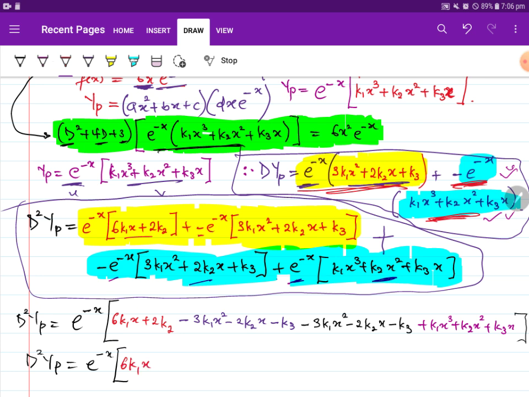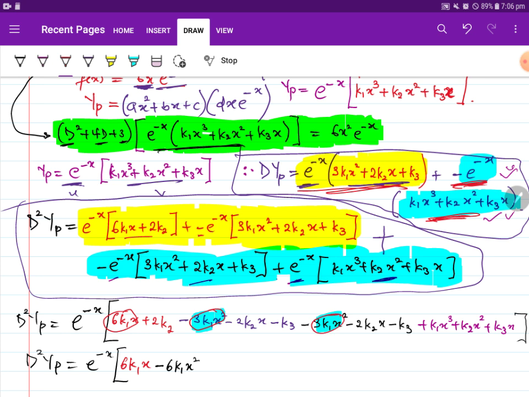Now let's go with k1x square. I'm still dealing with k1, I've not gotten to k2. This one here is k1x square. Yes, this is another k1x square. Yes, that's all. There's no more k1x square. Now minus 3k1x square minus 3k1x square is going to give us minus 6k1x square. Now, don't forget, we've picked this already, we've picked this already, and we've picked this already.